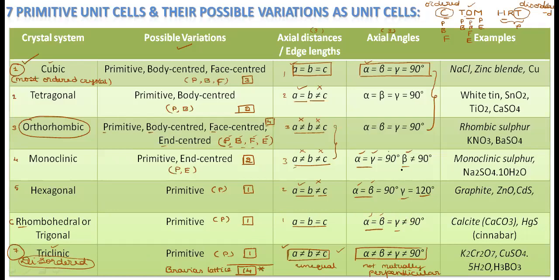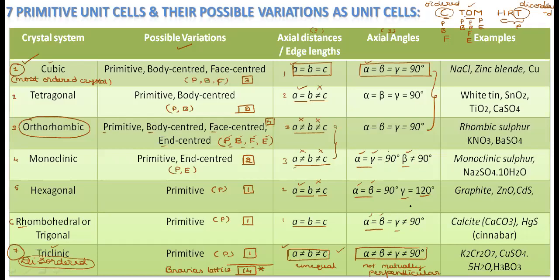So this is how you can remember. The first three and the last one are easy to remember. All are mutually perpendicular, and this one, all are not mutually perpendicular. For the remaining three of monoclinic, hexagonal, rhombohedral, two angles will be equal to 90 degrees: alpha gamma, alpha beta, alpha beta. Then beta is not equal to 90 degrees, gamma is equal to 120 degrees, gamma is not equal to 90 degrees. Like that, you can go in a way to remember that.